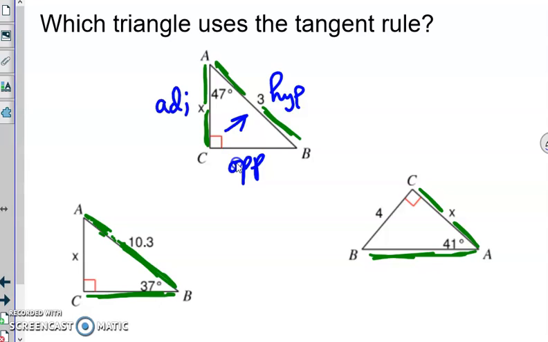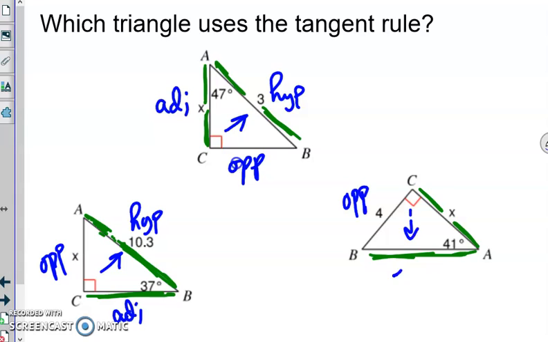Bottom triangle, the X side is the opposite side. The side opposite the right angle is the hypotenuse. And the last side is the adjacent side. And the last one, 4, the side that did not get shaded, that is the opposite side. AB is the hypotenuse, this is opposite the right angle, and the last side is the adjacent side.